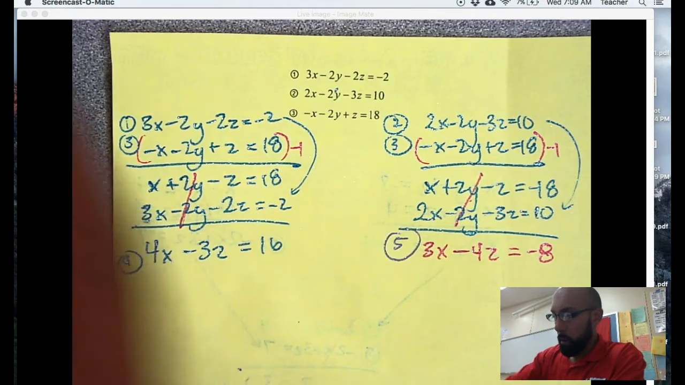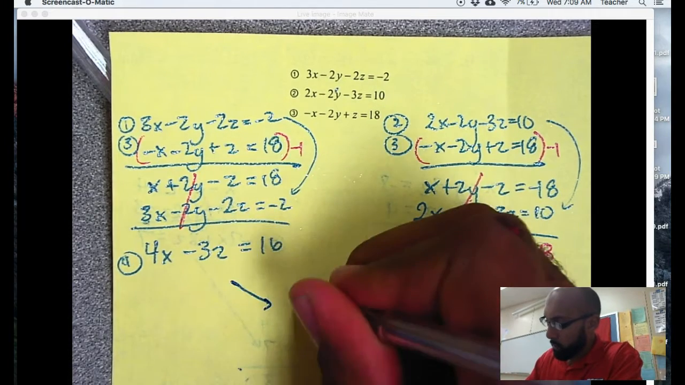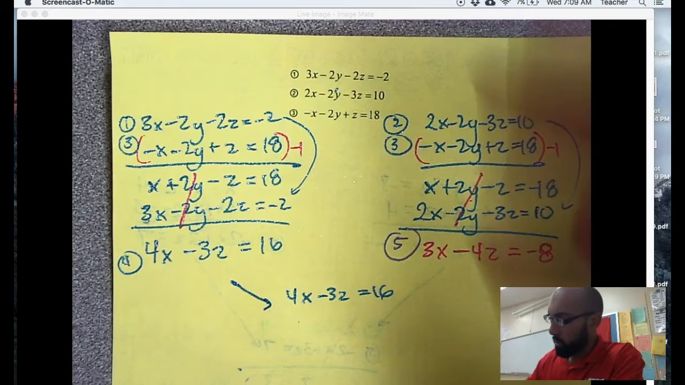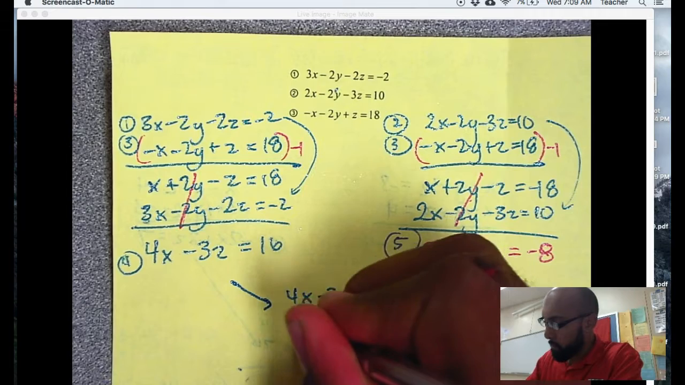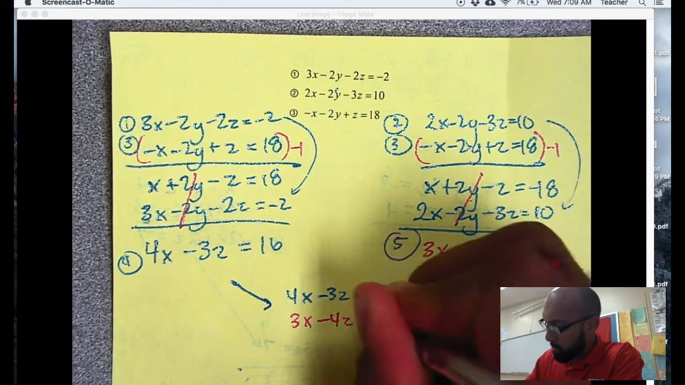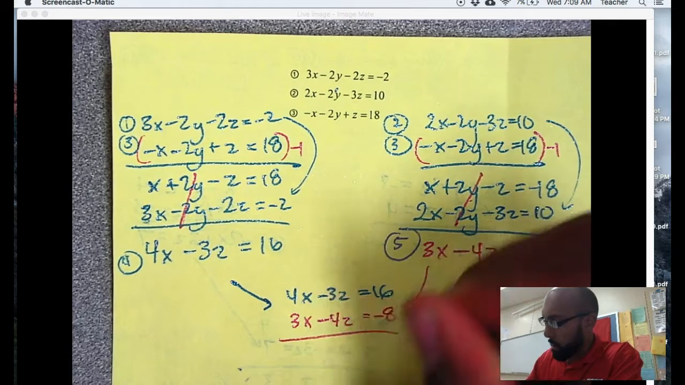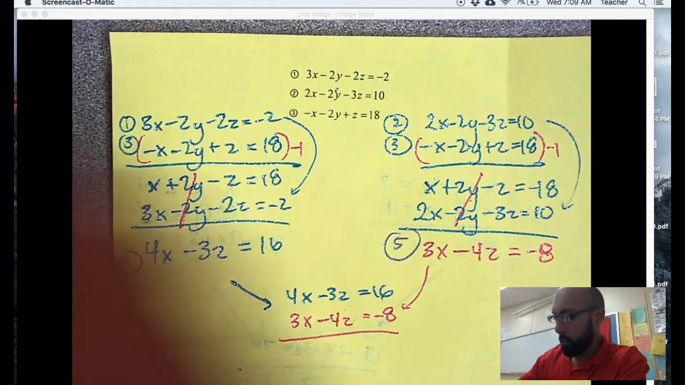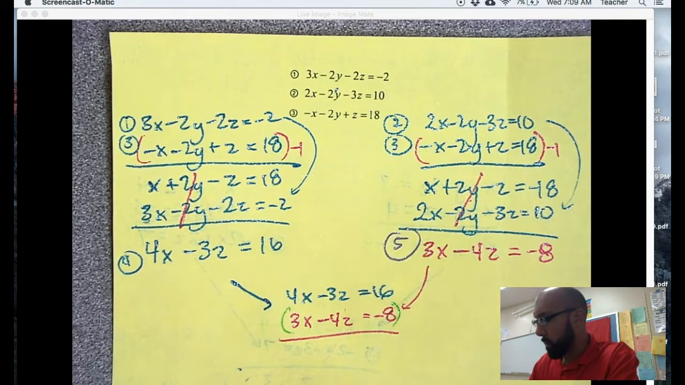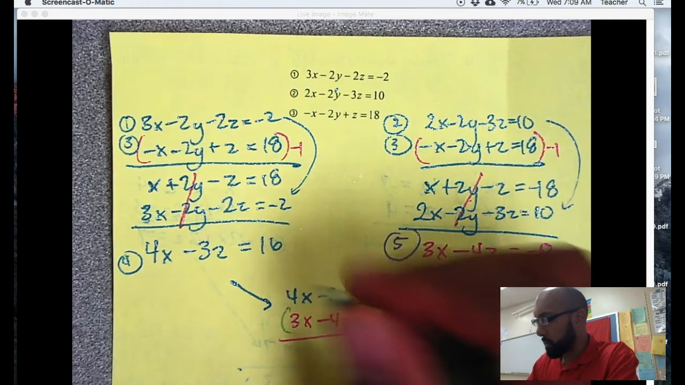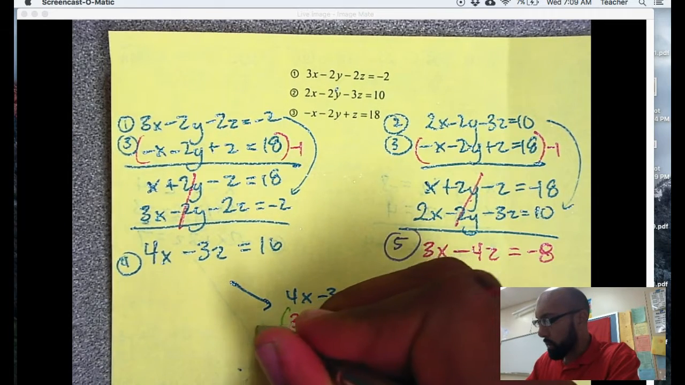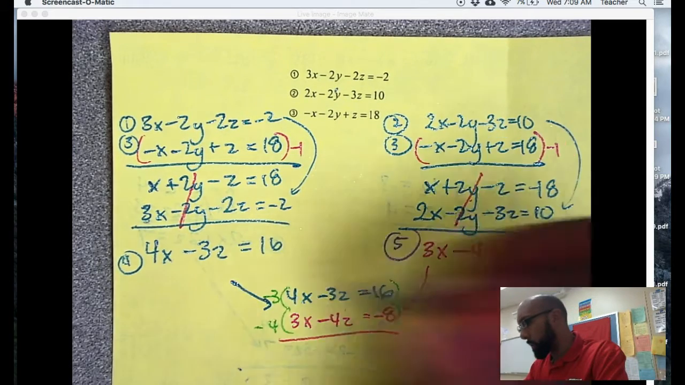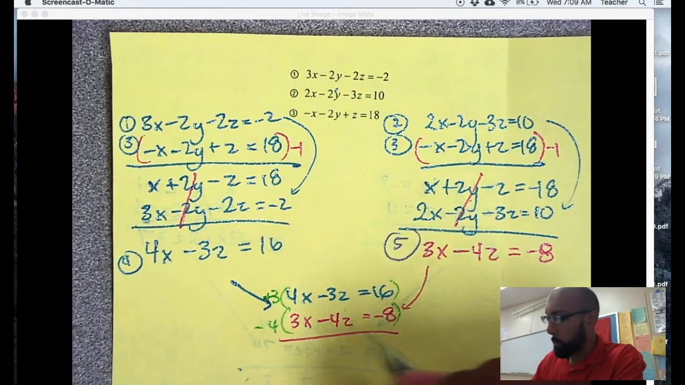Then I'm going to take equation 4. That's going to go right on top. Then I'm going to take equation number 5. That goes right below. Now you'll notice that those variables are not the same anymore, or they're not opposites. So I'm going to have to eliminate. So I think what I'm going to do is, on the bottom here, I'm going to do -4. And on the top, I'm also going to have to alter the equation and do +3, because I want opposites.